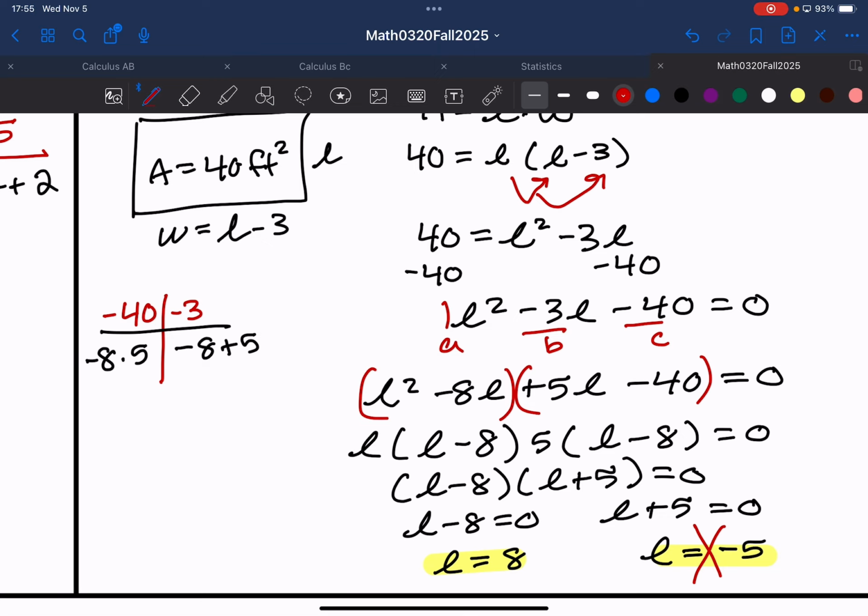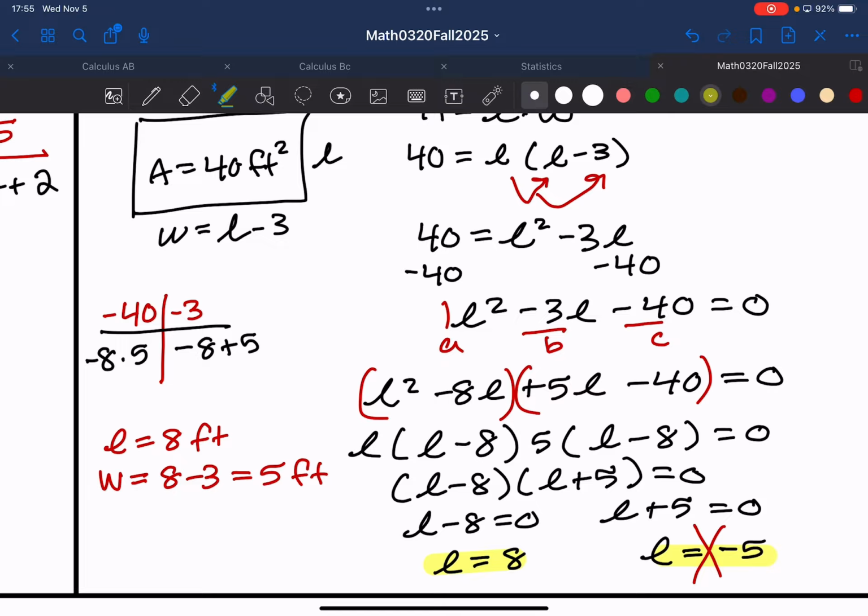But it also wants us to know width, so we're going to have to subtract 3. So we know L is equal to 8. And then W is equal to L minus 3, or 8 minus 3, which is 5. So length is 8 feet, width is 5 feet. That would be our answer.